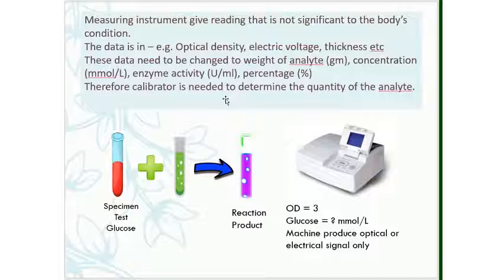Okay, let us look at this example. We have the specimen and we want to measure the glucose. So we add the reagent or chemical and it will produce the reaction product. Then we measure this reaction product using spectrophotometry and it gives a reading of optical density equal to 3. So if the optical density is equal to 3, can you guess the glucose concentration? Remember, the machine produces optical or electrical signal only.